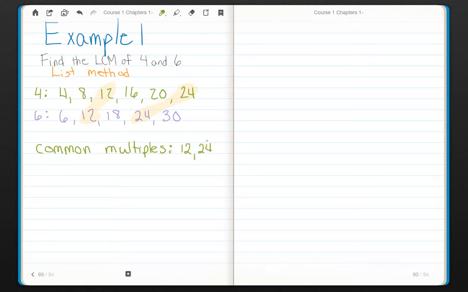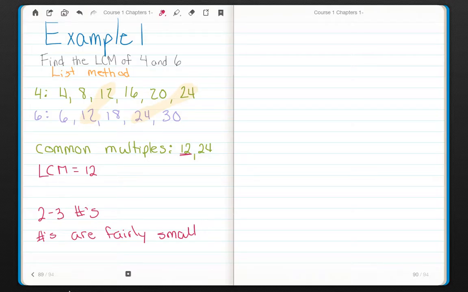4 and 6 go into both of these numbers. However, the least common multiple, or the LCM, is 12. It is the smallest of the common multiples. So creating a list is one way to find the least common multiple. This works well if you're using 2, maybe 3 numbers, and the numbers are relatively small. Using a list works well.